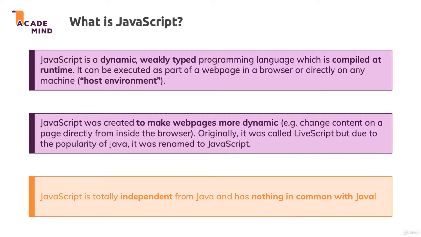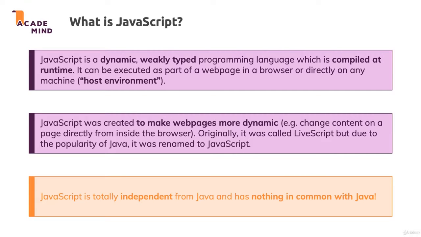JavaScript, however, is totally independent from Java. That's important to understand and has nothing in common. It really was just named JavaScript because Java was popular and the people who invented JavaScript wanted JavaScript to be a thing, I guess. But I'm not sure.